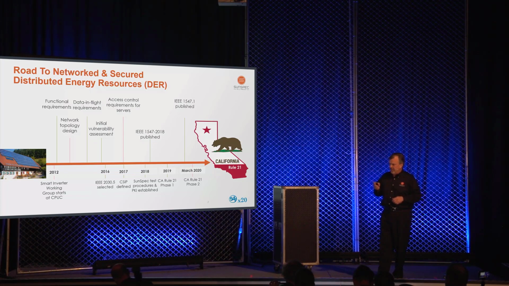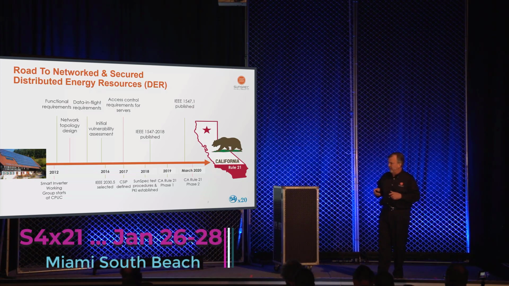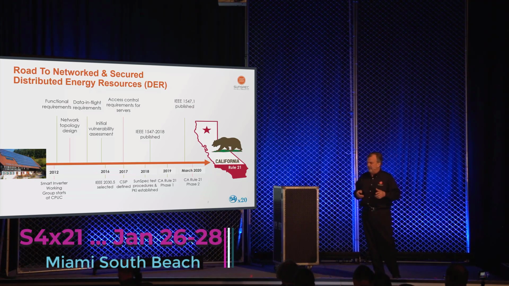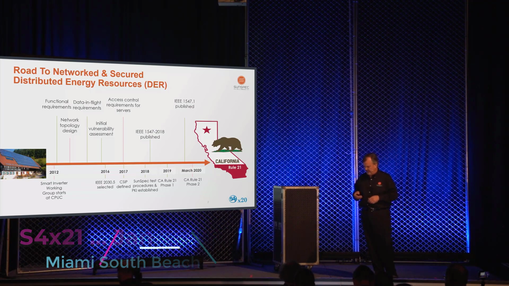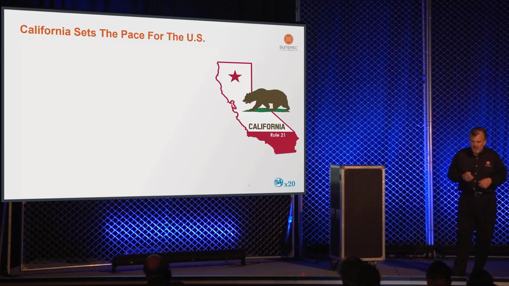So around the same time, we're now going to have the testing standard for the U.S. National Standard 1547, which means the rest of the country will not be far behind California in rolling out this type of network. All right, so how did California get the job done?